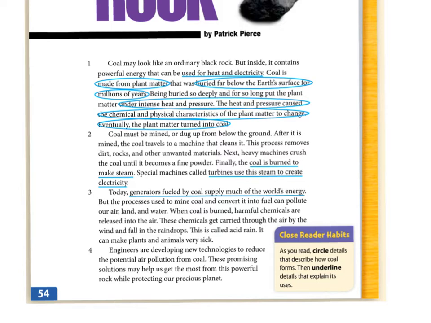Paragraph 3. Today, generators fueled by coal supply much of the world's energy, but the processes used to mine coal and convert it into fuel can pollute our air, land, and water. When coal is burned, harmful chemicals are released into the air. These chemicals get carried through the air by the wind and fall in the raindrops. This is called acid blank. Rain. Good job, guys.